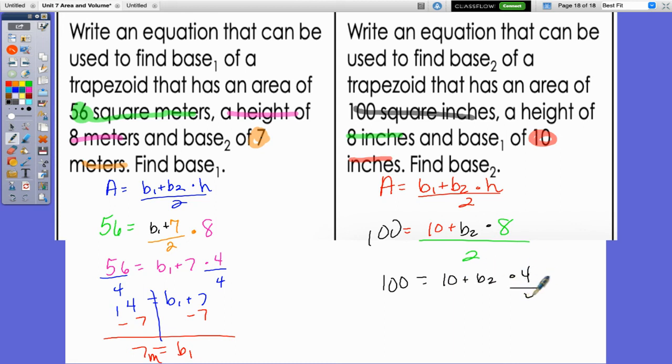Let's undo multiplication by dividing. And we get 25 equals 10 plus base 2. This is addition. Remember, this has a plus sign even though you can't see it. So we're going to subtract 10 from both sides. And we get base 2 equals 15 inches. And that's pretty much how you find a missing dimension.